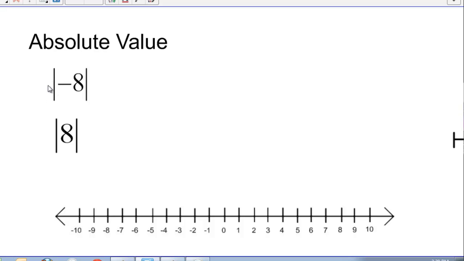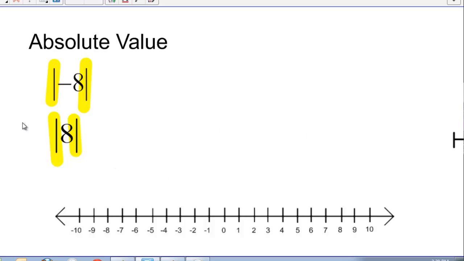We show absolute value with these straight up and down lines. They kind of look like parentheses, but not exactly. So these lines right here, these are my absolute value symbols. Anytime you see those straight up and down lines, those are the absolute value symbol. So that means take and figure out what this number's distance from 0 is.